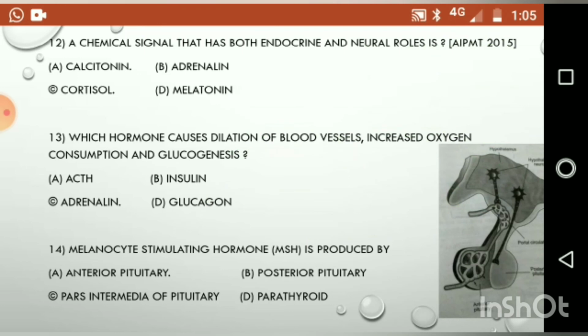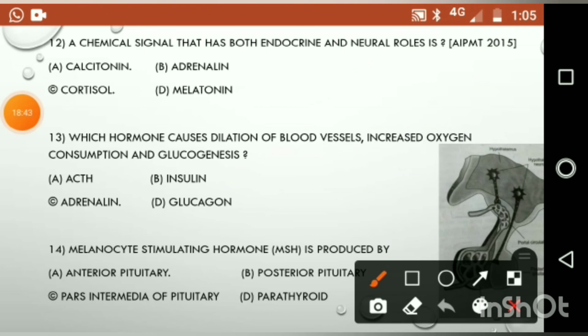So with this we go to our final and last question: melanocyte stimulating hormone is produced by, and your options are A. Anterior pituitary, B. Posterior pituitary, C. Pars intermedia of the pituitary, or D. Parathyroid. Pause the video and answer the question. The correct answer for this question is A, anterior pituitary. Now let me explain.